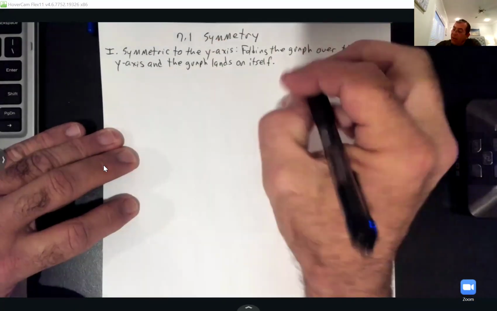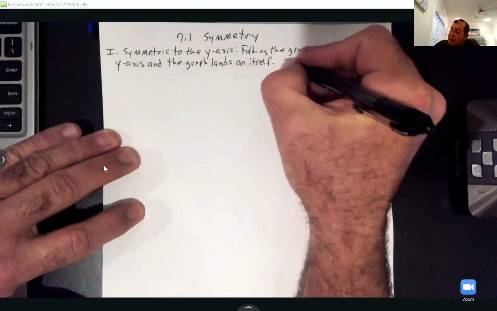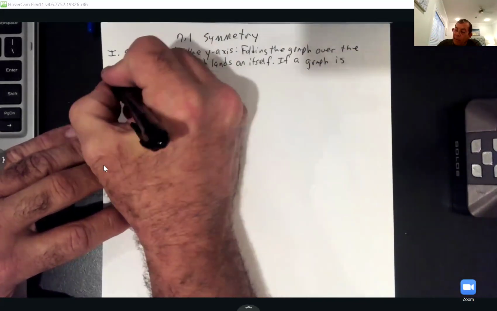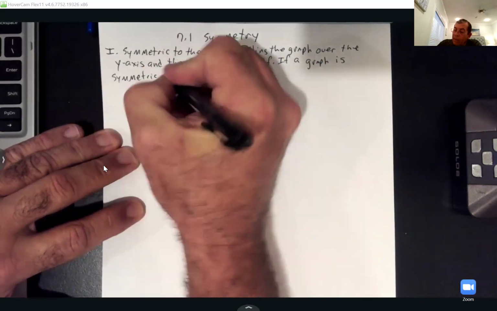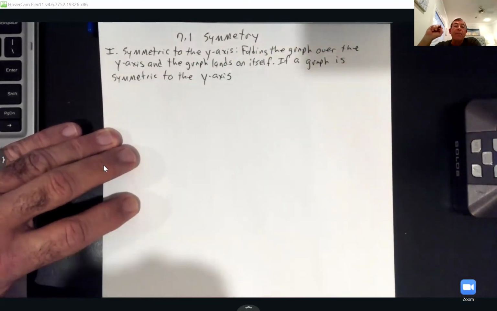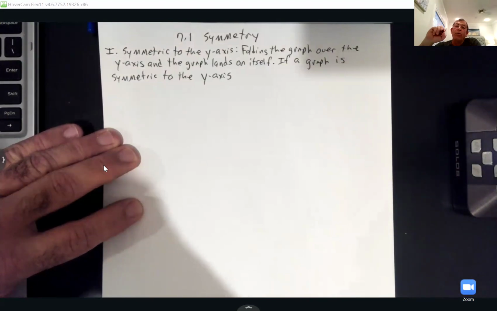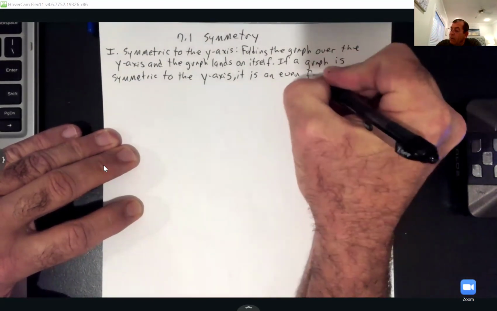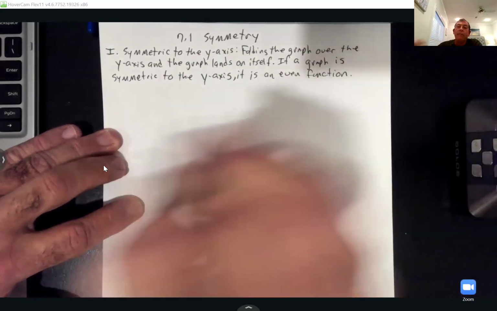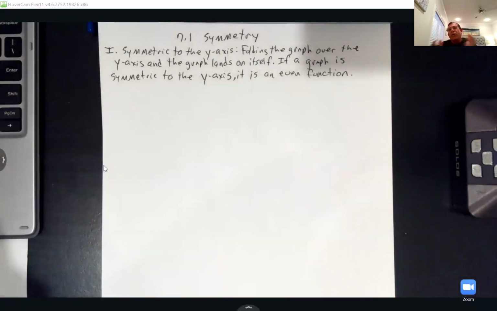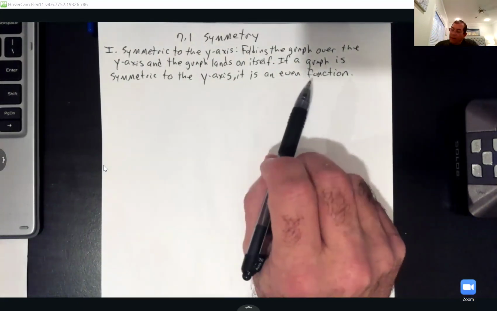Now, if a graph is symmetric to the y-axis, it is what we call an even function. Okay, so that means usually graphs that are symmetric to the y-axis are going to have even exponents. So that's what they mean by even function there.